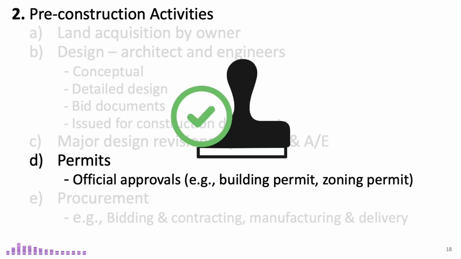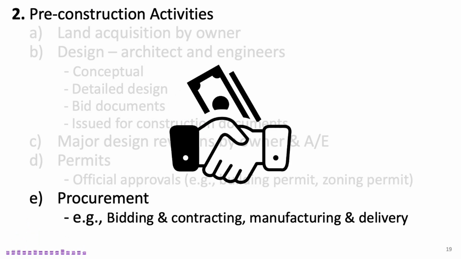These official approvals, such as building permits and zoning permits, ensure that the project complies with local regulations and safety standards. Finally, pre-construction includes procurement, focusing on bidding and contracting to hire contractors and suppliers, as well as manufacturing and delivering long lead items like structural steel, prefabricated components, and specialized equipment to prevent delays.